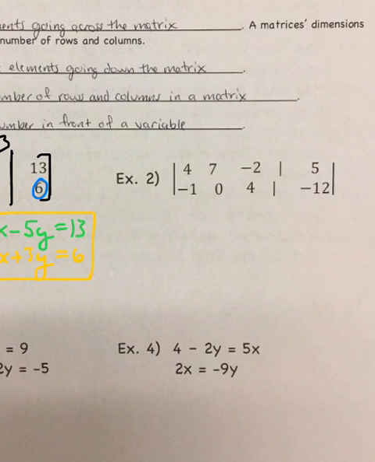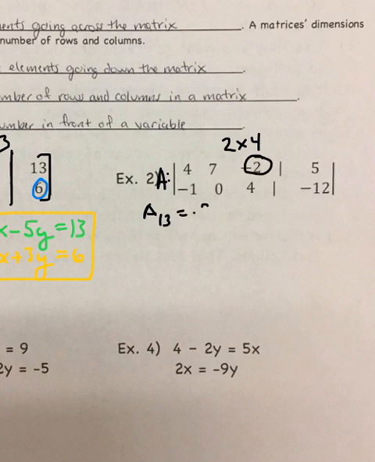If we look at example 2, first of all, you'd say this is a 2 by 4 matrix: 2 rows, 4 columns. I would say, what is element A13 if this is A? Row 1, column 3 would be negative 2. If I said find A21, row 2, column 1, negative 1.